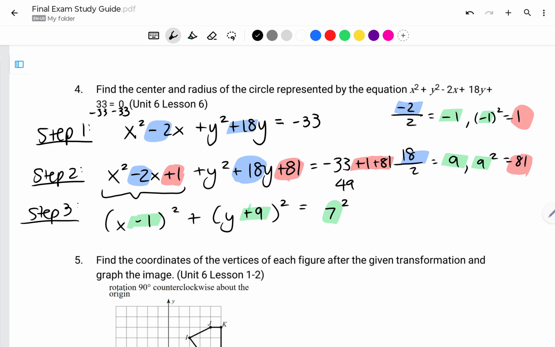So now the center point is 1 and negative 9. Because remember, you have to rewrite this as negative 9, because that's how it turns into a positive. And then my radius is 7. Okay? That's it.